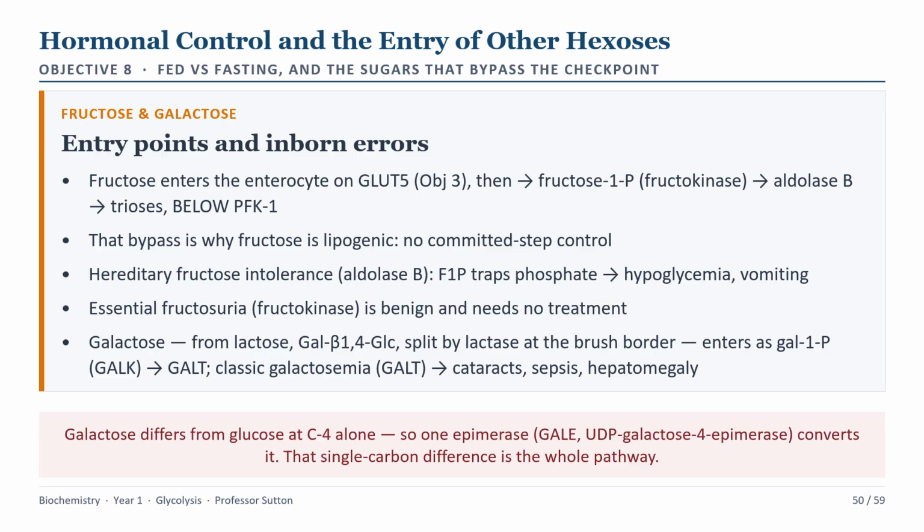Galactose comes from dietary lactose, which lactase splits at the intestinal brush border into galactose and glucose. Galactokinase phosphorylates galactose to galactose 1-phosphate. Galactose 1-phosphate uridyl transferase, GALT, then converts it towards glucose 1-phosphate, and UDP galactose 4 epimerase interconverts the 2 sugars at carbon 4, which is the only carbon at which galactose and glucose differ.